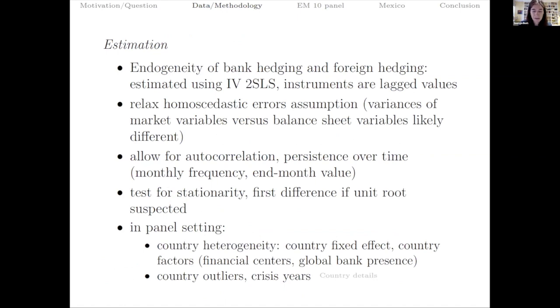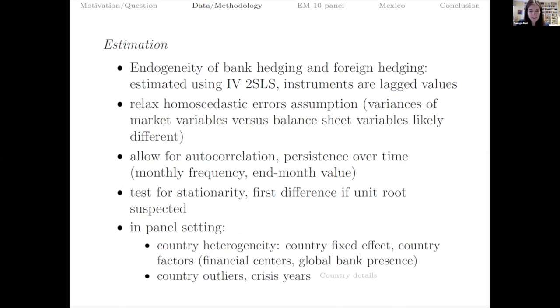Okay, on the estimation, we have the issue of endogeneity. For bank hedging demand or foreign hedging demand, perhaps there's some reverse causality, where the banks or the foreign investors see the basis and then change their behavior based on that. I ran a whole bunch of regressions to see if there's a reverse causality issue, and I didn't find much. Nevertheless, there are other reasons why there might be endogeneity. So I use an instrumental variable approach, and the instruments are the lagged values of those variables. The other standard error adjustments are pretty standard. I also test for stationarity in the data.